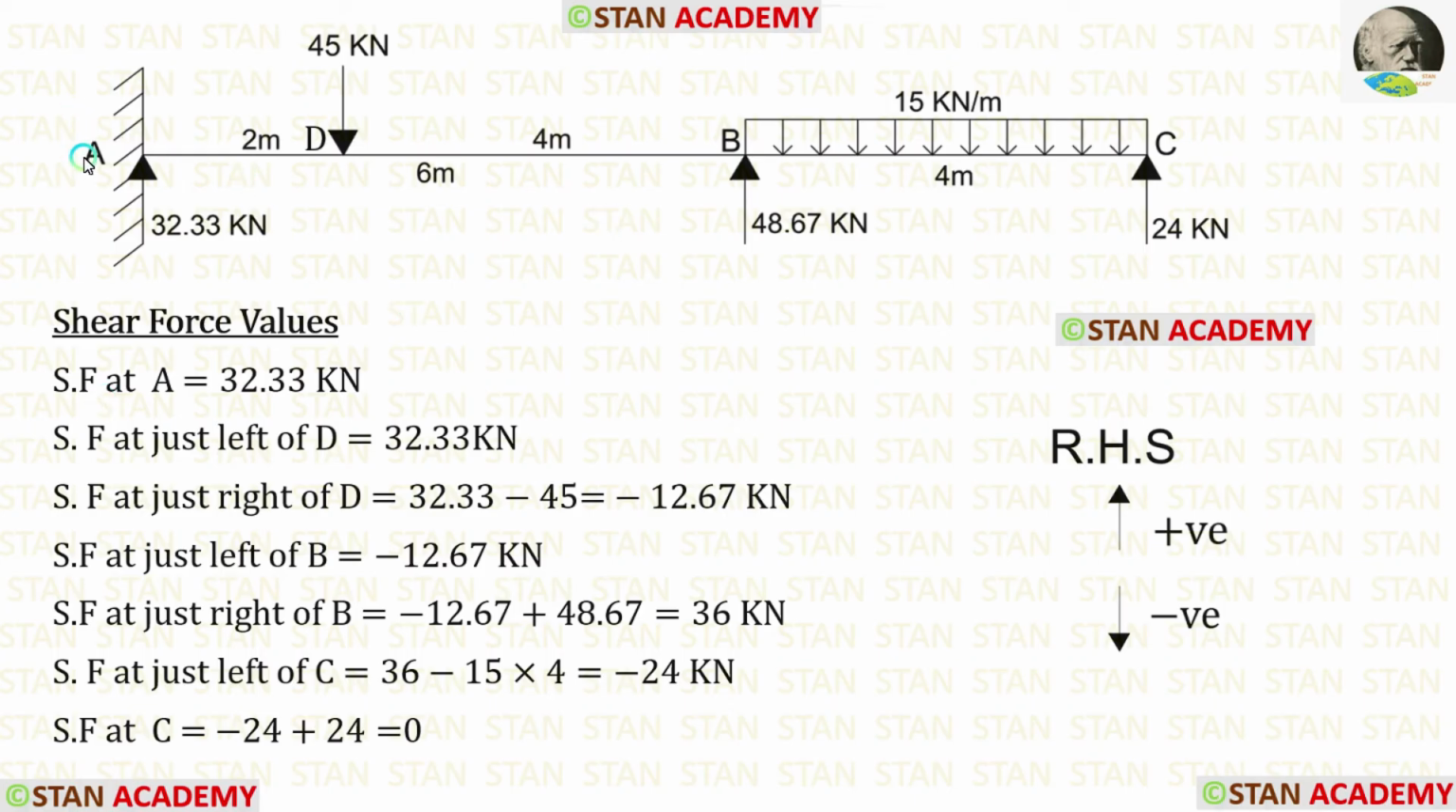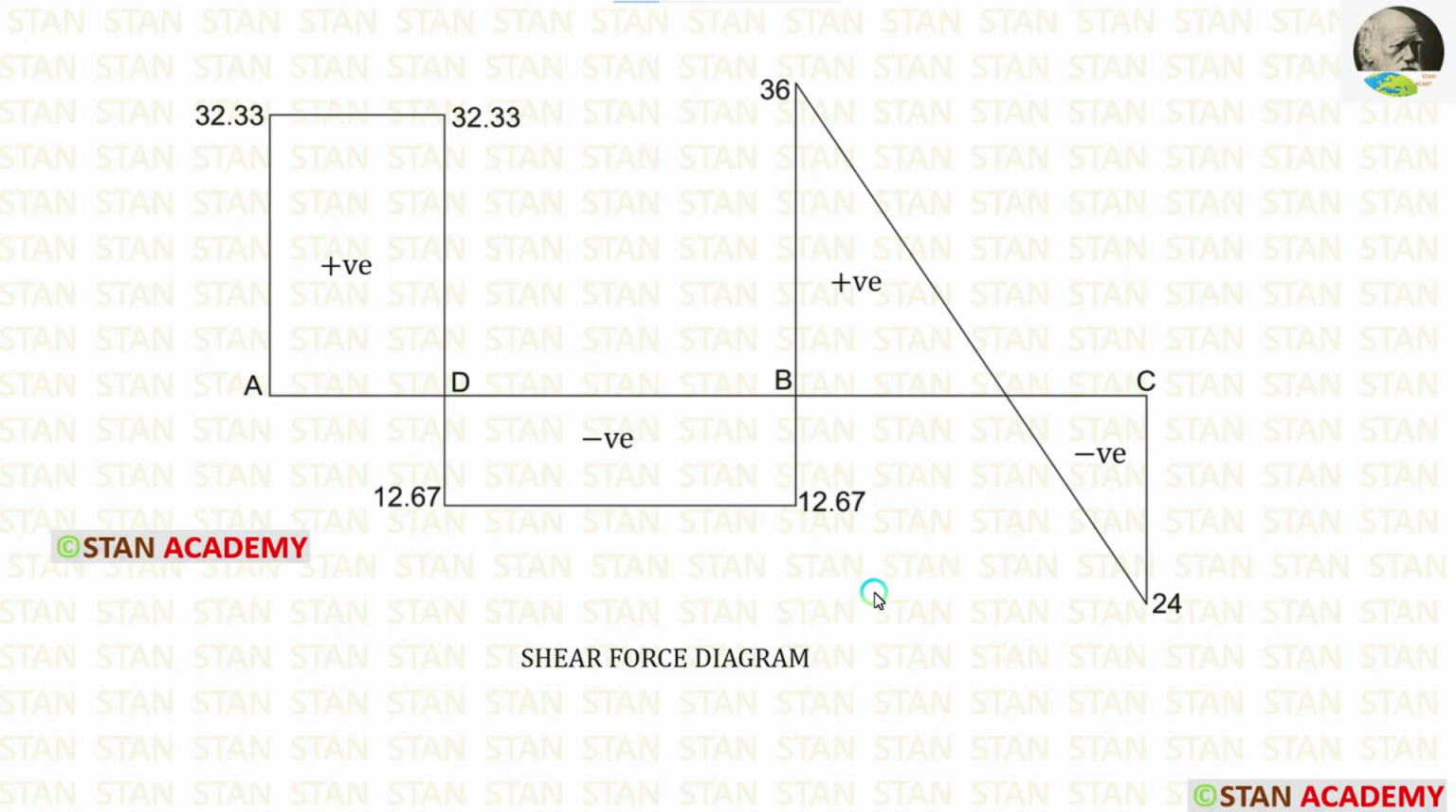I am calculating the shear force values from the point A towards the point C. In this case, I am moving towards right hand side. Upward forces will be positive and downward forces will be negative. You can see the calculations here. Now let us make the shear force diagram. For the positive values, we have to draw the diagram above this line, and for the negative values, we have to draw below the line, and we have to mark as positive and negative.